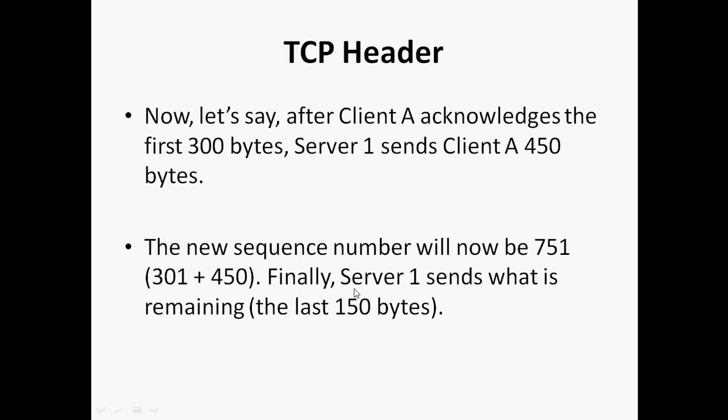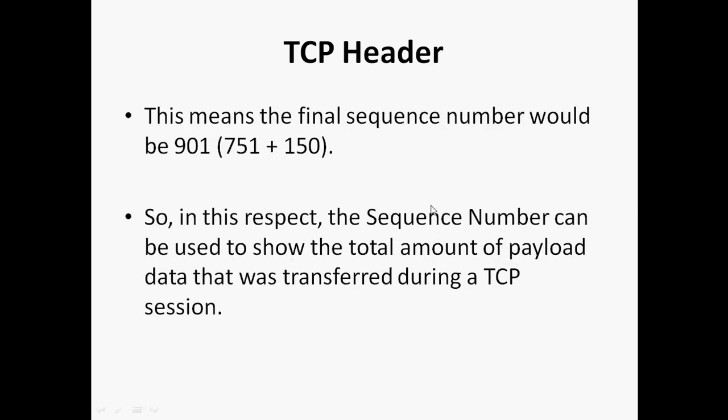Finally, server 1 sends the remaining data. The client requested 900 bytes from the server. First we send 300 bytes, next 450 bytes, and the rest is 150. This means the final sequence number would be 901.